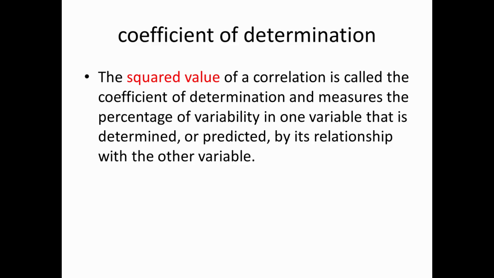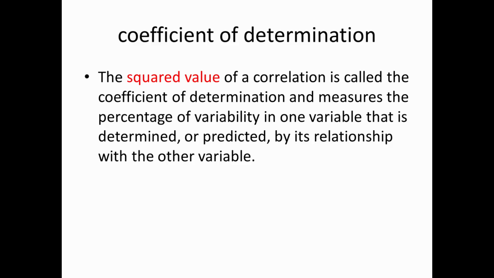If you calculate the square of a correlation coefficient, you get a value named the coefficient of determination. For example, if you calculate the correlation between SAT and GPA and you get 0.80, that's the correlation coefficient. However, if you square that number, you're going to get 0.64. So 0.64 is the coefficient of determination.